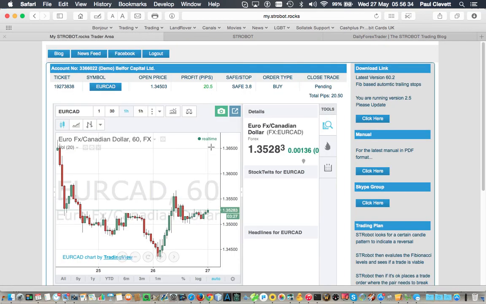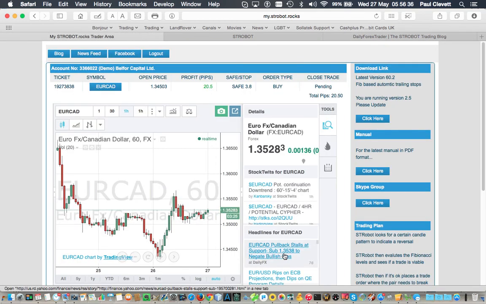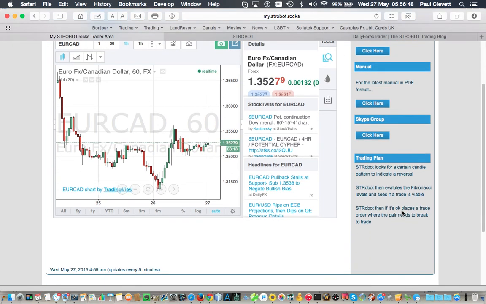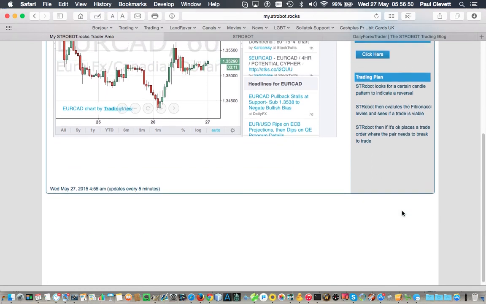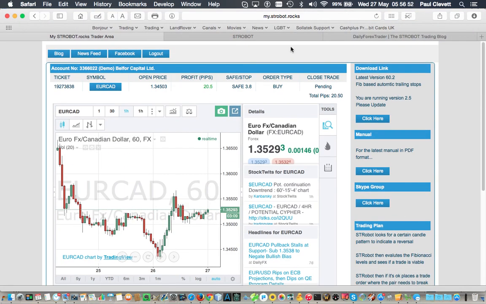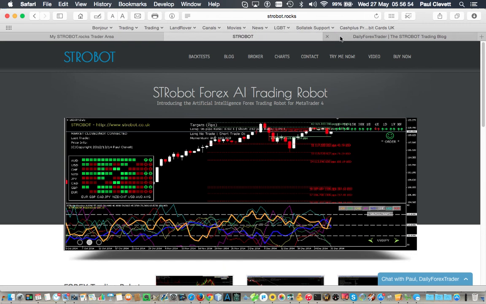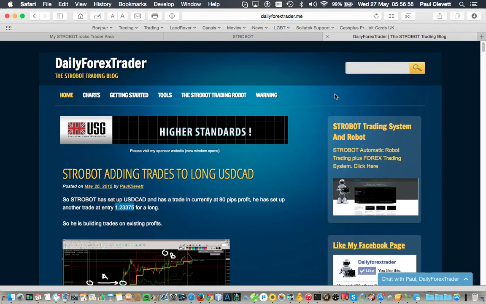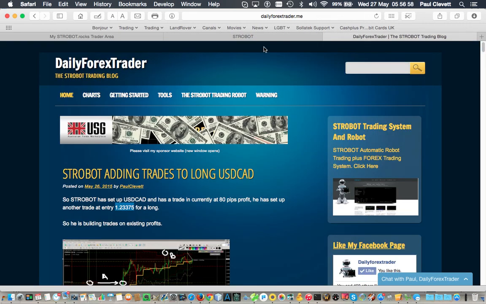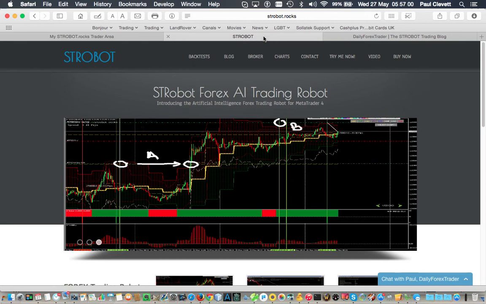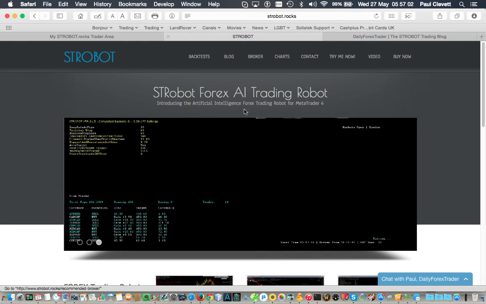And then there's the trader area. If you're a Strobot user, you can see all your open trades. There aren't any at the moment because the markets are flat. Here on this page there are different things, like different version downloads, manuals and Skype groups. Anyone who's a full member gets membership to the Skype group, which is constantly updated when we get updates and things like that. So strobot.rocks, I hope that's helpful, and I hope to see you using Strobot in the future.